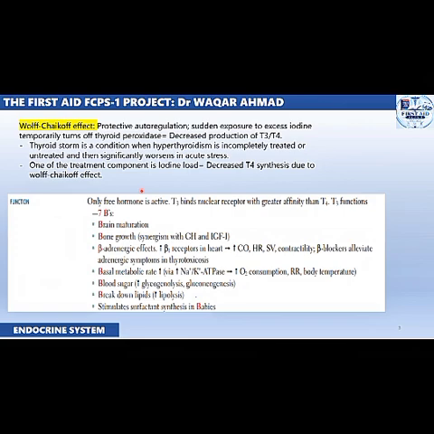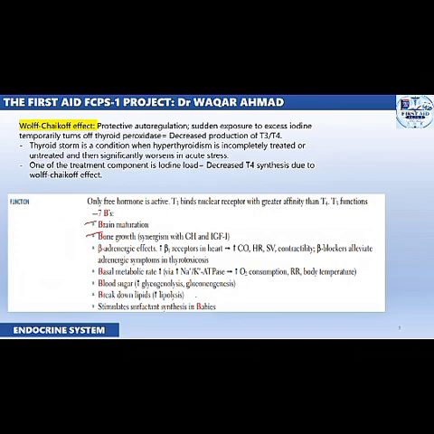Now, the functions of thyroid hormones. Remember that thyroid hormones are also bound to thyroxine binding globulin in the blood, but only the free hormones are active. And also note that T3 binds nuclear receptor with greater affinity than T4. That's why T3 is more potent. Now, the functions of thyroid hormones. The 7 Bs. The first one is brain maturation, the second one is bone growth.